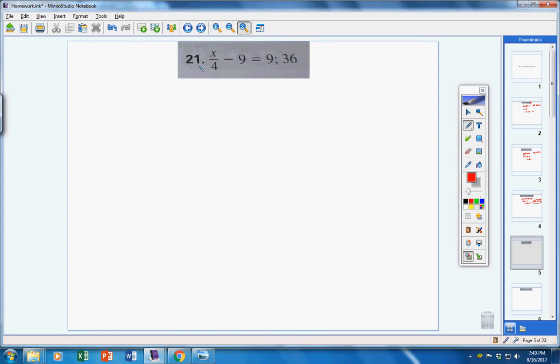21. Okay, we're going to test the number 36. Here we go. Here's an x. So I put parentheses and then 36 all over 4 minus 9 equals 9. 36 divided by 4 is 9. 9 minus 9 is 0. 0 does not equal 9. So 36 is not a solution for the given equation.